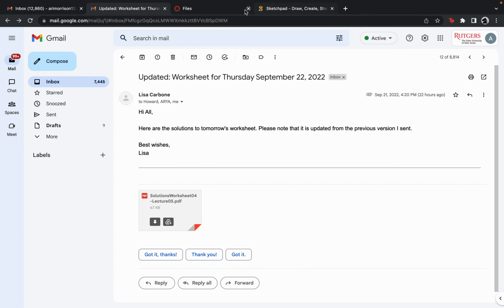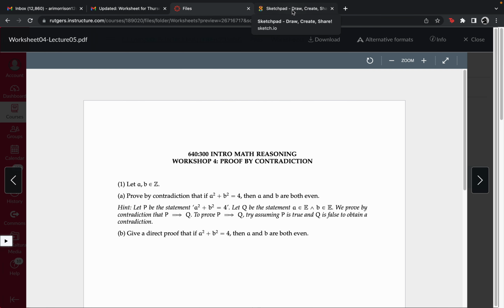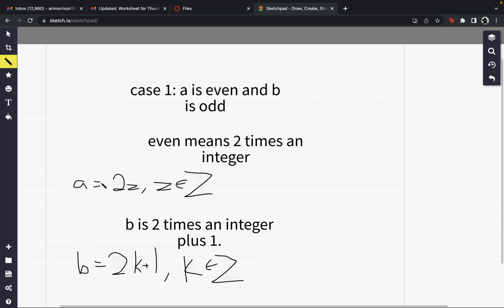So now we're going to do some substituting. We have a squared plus b squared equals 4, and now we have new expressions for a and b. So we have 2z squared plus 2k plus 1 squared.